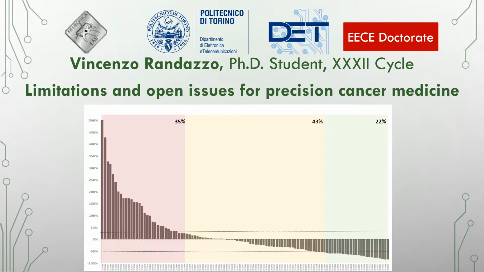In this graph, you can see the response of cancer cells to drug treatment. Each column is a tumor. If it's positive, the tumor grows and it is insensitive to the drug. If it's negative, the tumor regresses, responding to the drug. On the left, in red, about one-third are clearly resistant cases. On the right, in green, about 20% are responsive tumors, which regress in the presence of the drug.